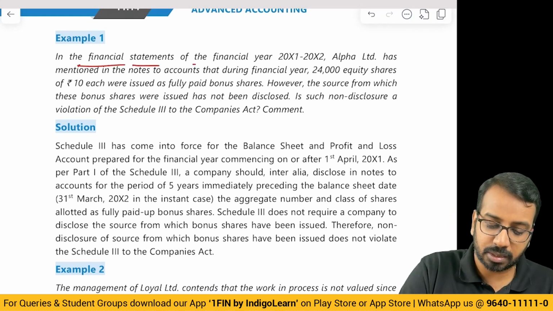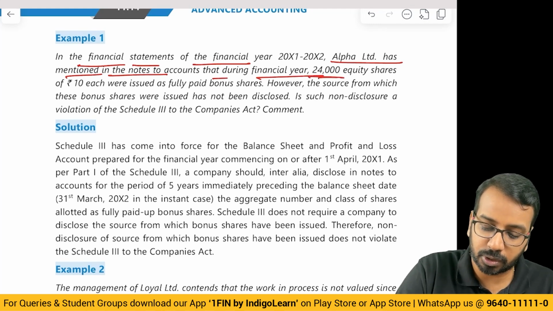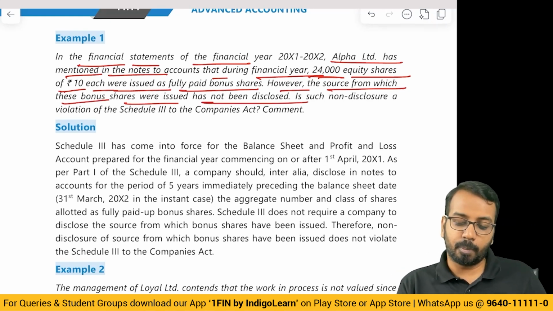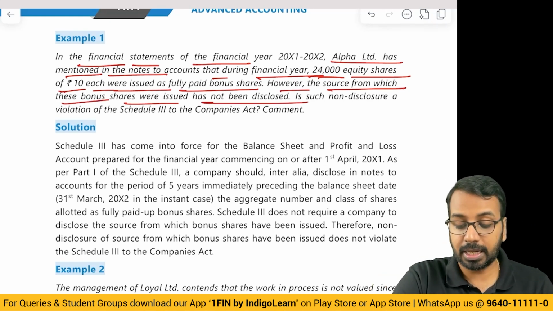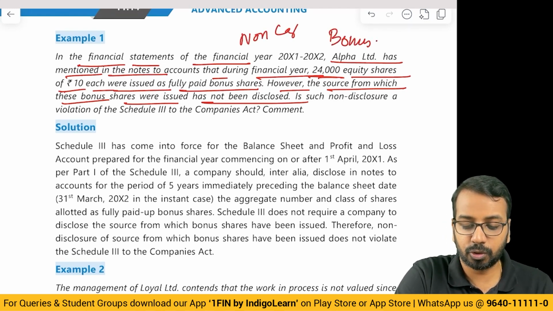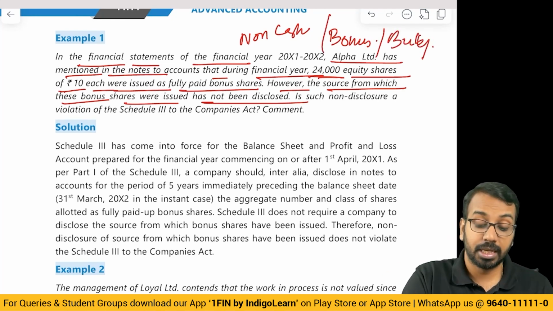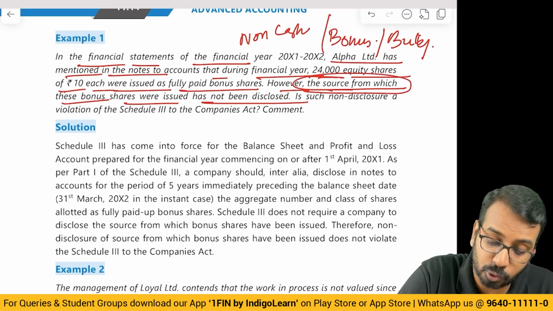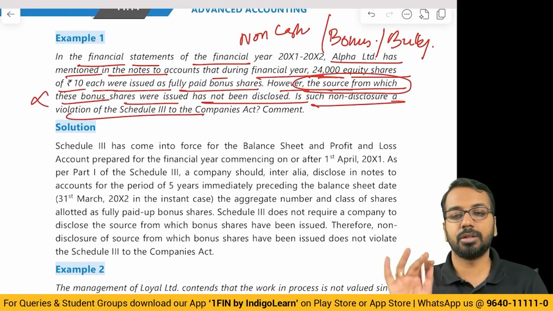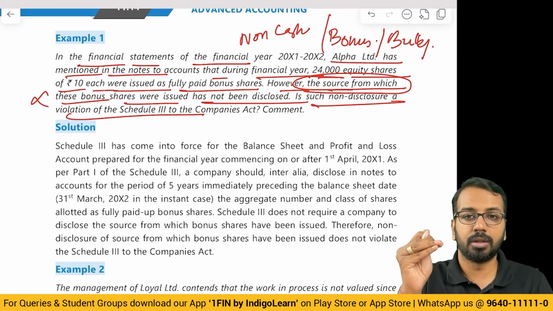The financial statements of the financial year of Alpha Limited, as mentioned in the notes to accounts, state that during the financial year, 24,000 equity shares of rupees 10 were issued as fully paid bonus shares. However, the source from which the bonus shares were issued has not been disclosed. Now, please remember, as we saw, we need to disclose bonus shares, we need to disclose non-cash issue of shares, and we need to disclose buyback of shares for a period of 5 years. Nowhere is it required that you have to disclose the source. So, is such non-disclosure a violation? No, it is not a violation. There is no need to disclose the source of the bonus issue.